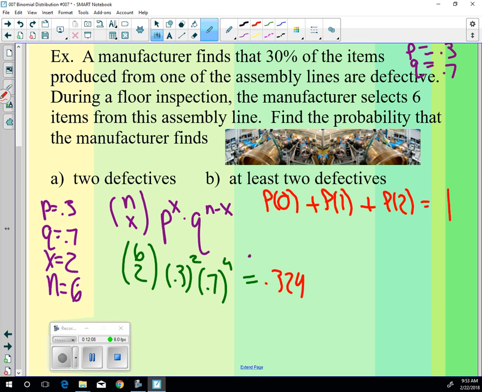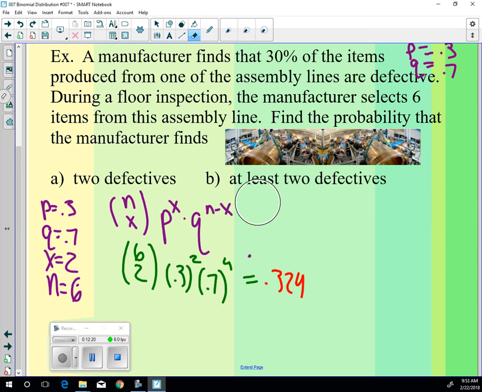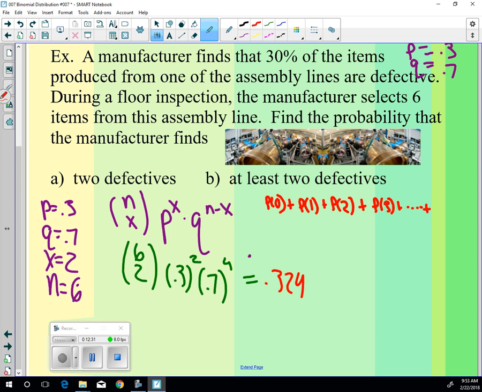Okay, so at least 2 means you could get 2. Oh, wait a minute. No, this isn't right. It's close, though. You could get 0, but how many are you picking? How many are you picking here? 6. So I'm going to do all the way to 6. I'm not going to write them all out. They all add up because I'm picking 6 of them. There aren't only 2. Every one of them could be defective. Okay, so write all those out. You're picking 6, so we could have 6 defectives, 5 all the way to 0.